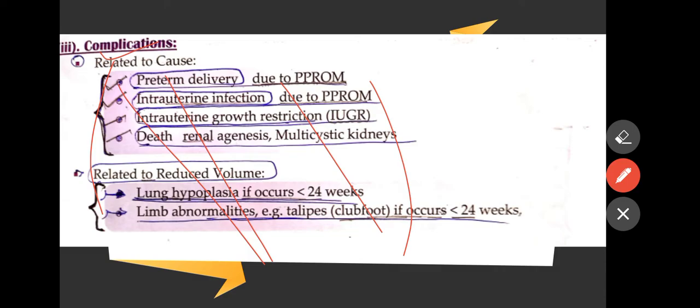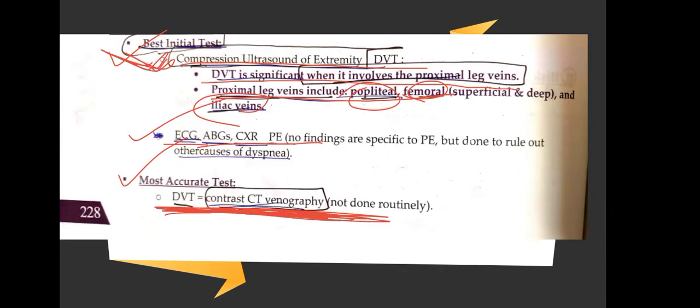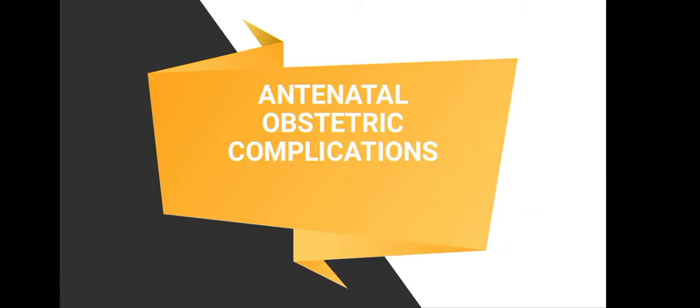So that was our antenatal obstetric complications. In this we discussed polyhydramnios, oligohydramnios, and pulmonary thromboembolism. These are dreadful complications of antenatal obstetrics, and a patient must be screened for these diseases and properly kept on follow up in order to ensure the safety of the mother and the safety of the baby. So this was today's topic.